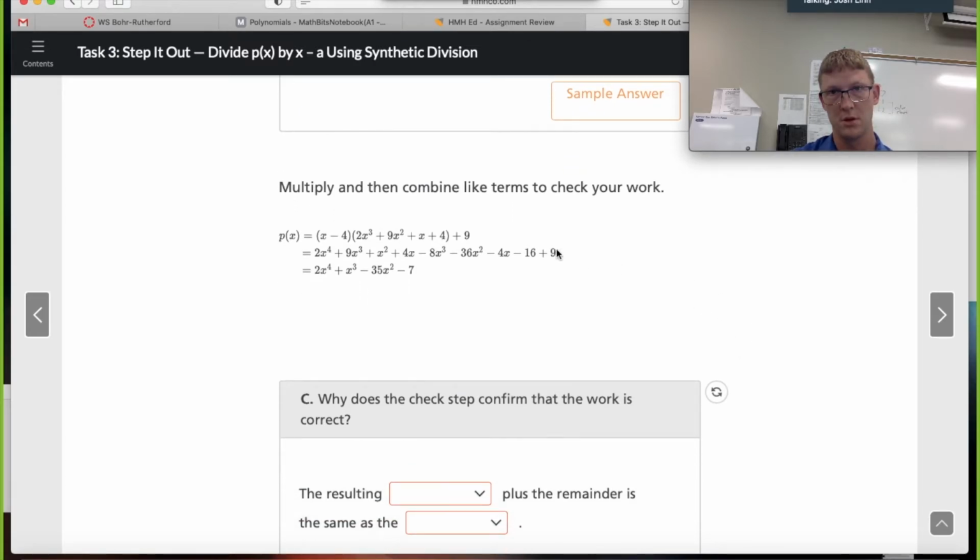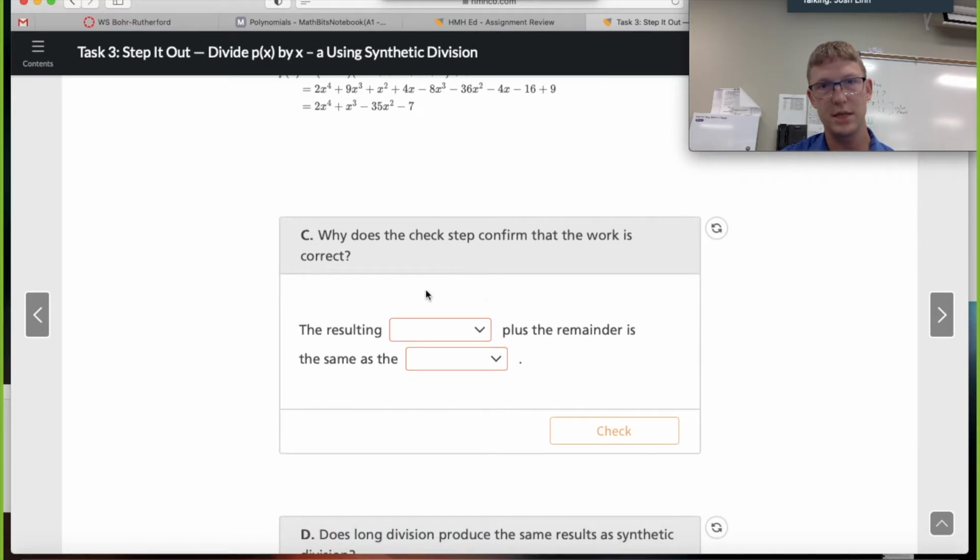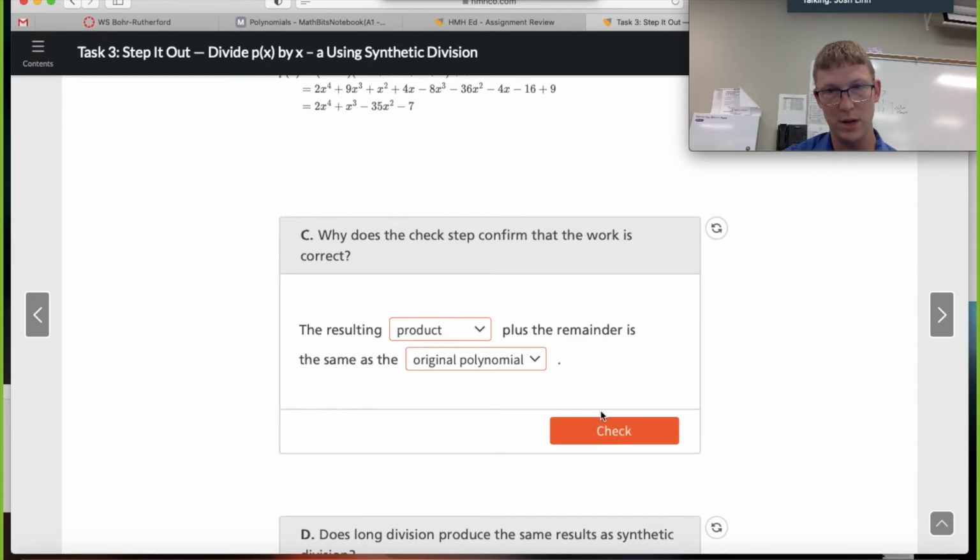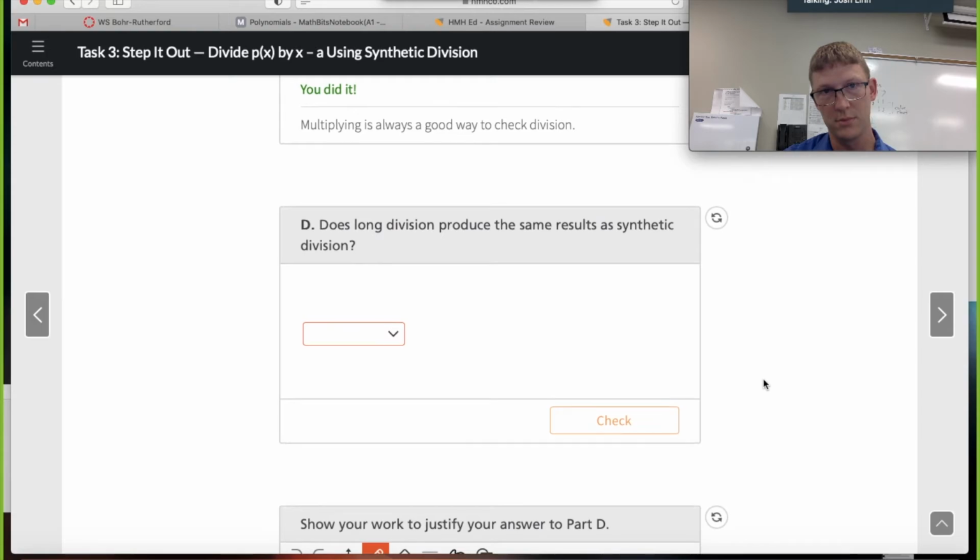So to check your work, you can always just multiply everything out and then combine like terms. You should get your original equation right there. If you don't, either your math here is wrong or you did something wrong earlier. Why does the check step confirm that work is correct? The resulting product plus the remainder is the same as the original polynomial. Does long division produce the same result as synthetic division? Yes, or I wouldn't be spending time teaching it to you.